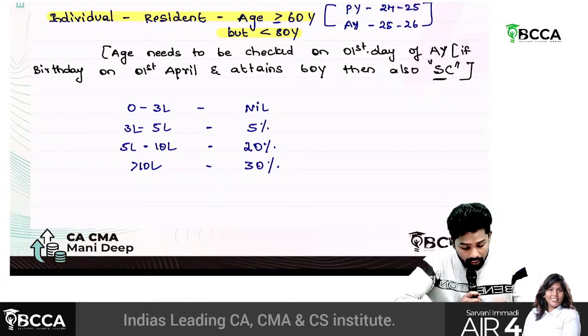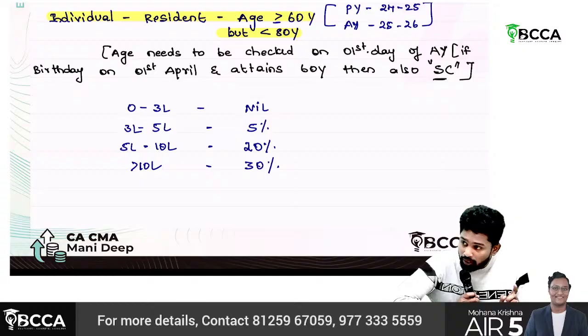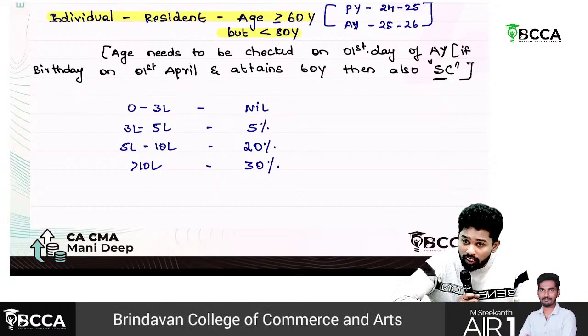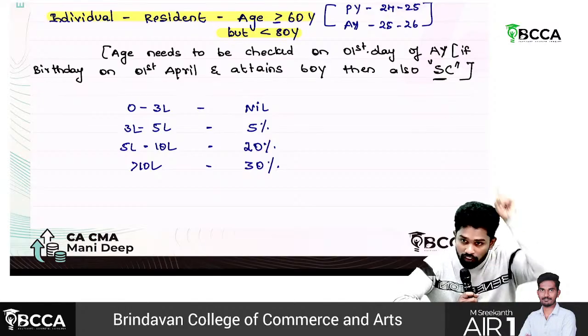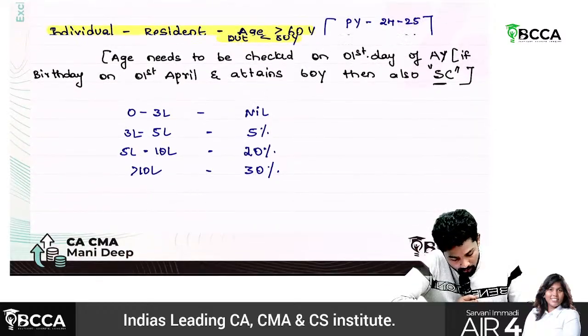Okay. So here understand, this 3 lakh slab is applicable only to a senior citizen who is resident of India. If he is non-resident, then which slabs are applicable? The first one, 2.5 lakhs, that only is applicable.